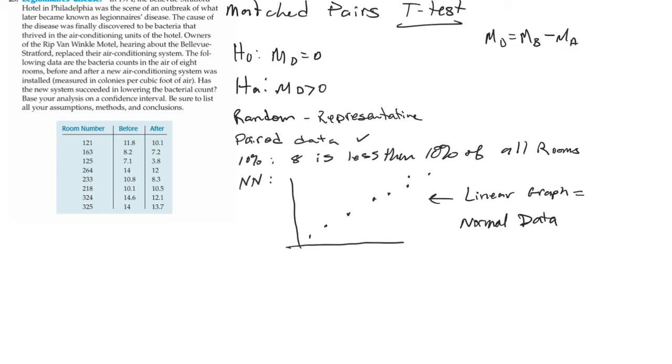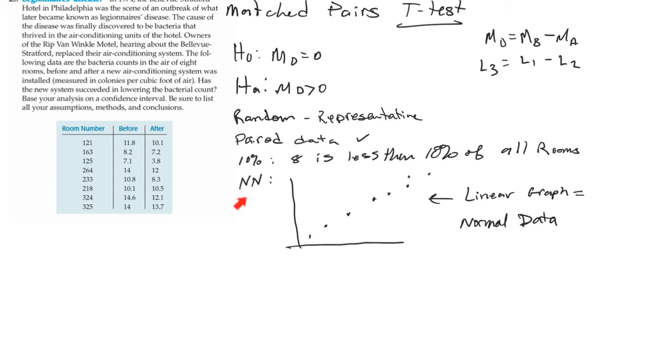Random, we're going to assume that these rooms are representative of all the rooms in the place. We know that it's paired data, because it's a matched pairs test. 8 is less than 10% of all rooms in the hotel. When I look at nearly normal, remember I put before in L1. This is in L1. This is in L2. Right? So I did this in my calculator. L1 minus L2 equals L3. And so when I looked at L3, that's also the part I'm going to do my test on.